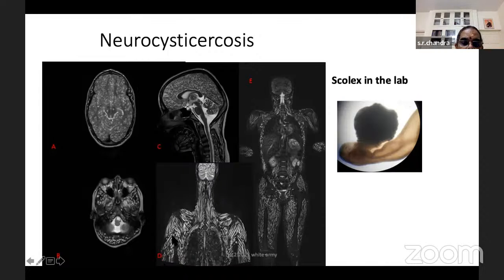Typical starry sky of neurocysticercosis. Whole body is filled with the palisades of cysticercosis. That is why the child had severe muscle pain. You can see all the muscles of the legs, upper limbs, and this brain looking like a star, and muscles of the occipitofrontalis, occipital belly. All this is studded with the cysticercosis, and this is the scolex when we saw it in the laboratory in this child.